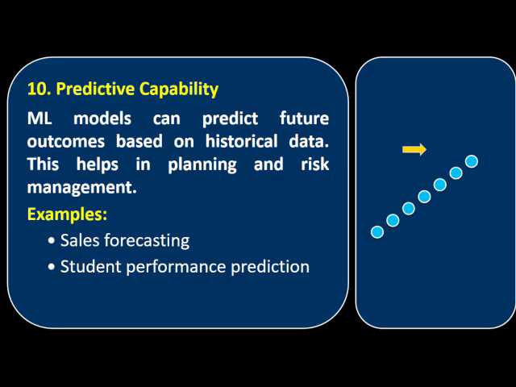Prediction is a core strength of machine learning. Using historical data, machine learning models forecast future outcomes. Companies predict sales to manage inventory. Universities predict student performance to identify weak students early. Predictions help in planning, risk management and strategic decisions.